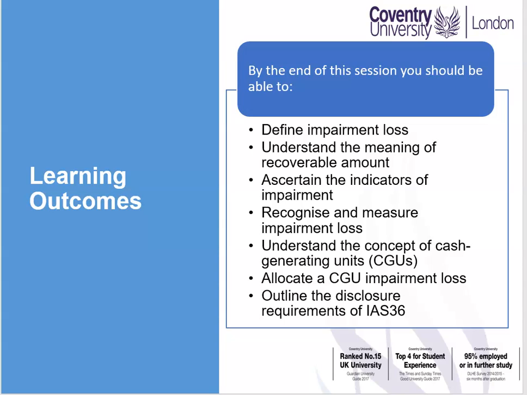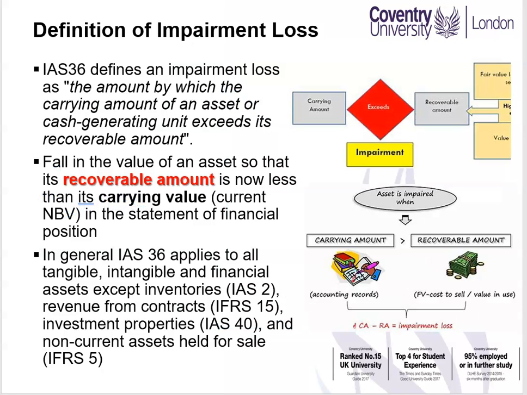We extend that knowledge to the concept of cash generating units, when you review a group of assets together rather than on an individual asset basis. Then how do we allocate such impairment loss in a cash generating unit? And we'll conclude this video by looking at the disclosure requirements under IAS 36.